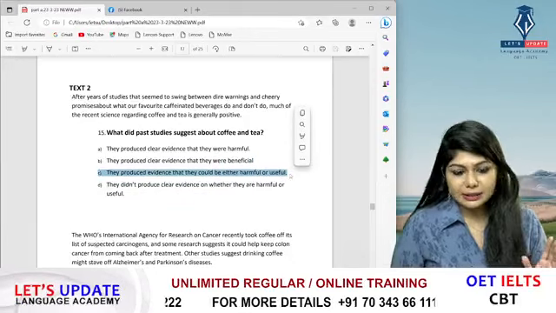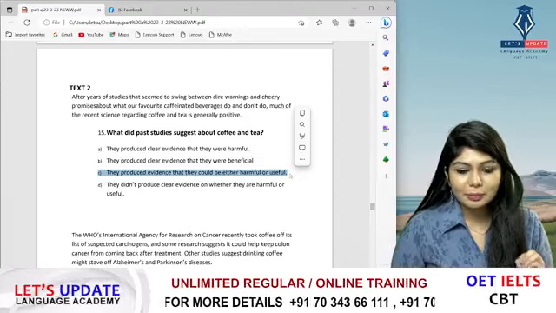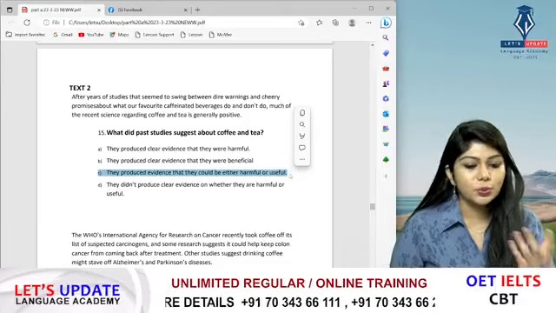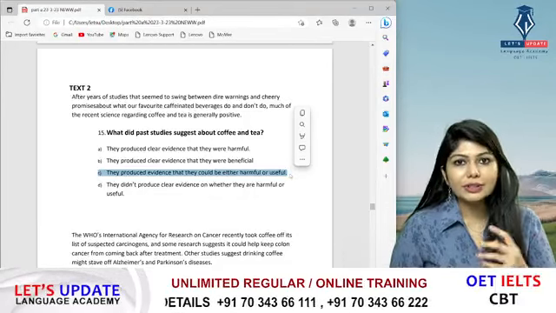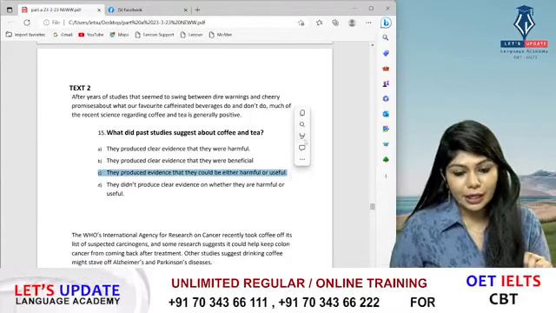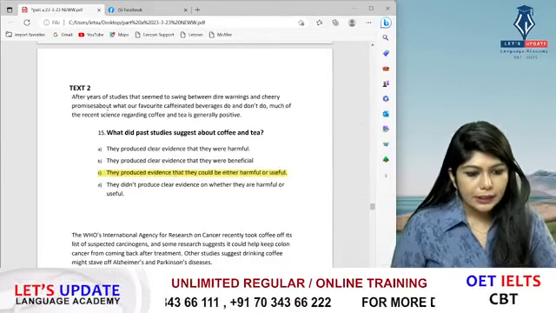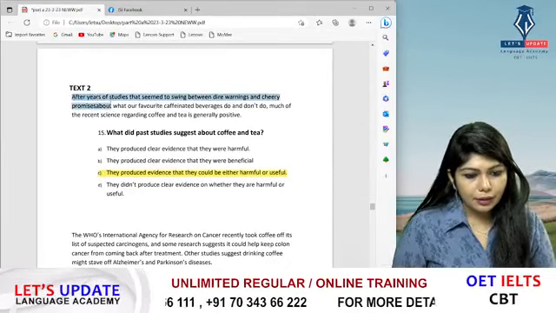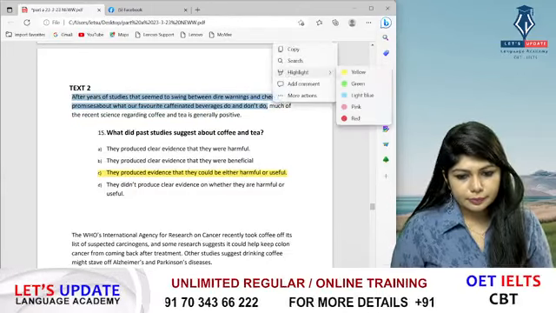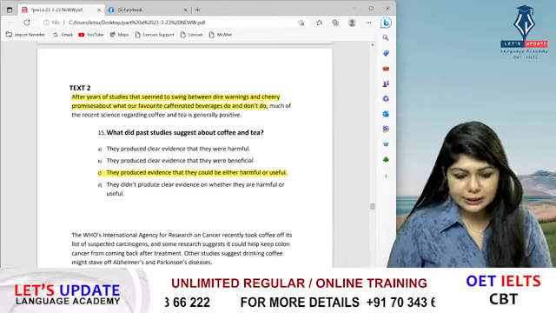They produced evidence that they could be either harmful or okay, because the evidence they studied seemed to be swinging between the positives and the negatives, the harmful effects or the benefits. And because of which your answer should be that. I'll just highlight the part of the paragraph which will take you to this answer. Okay, so moving on to the next question.